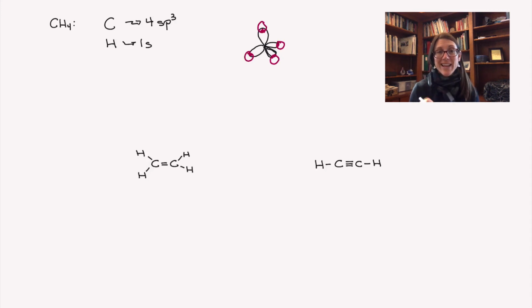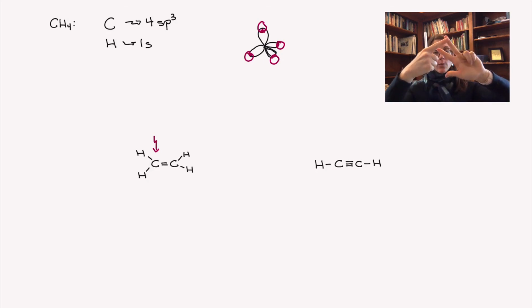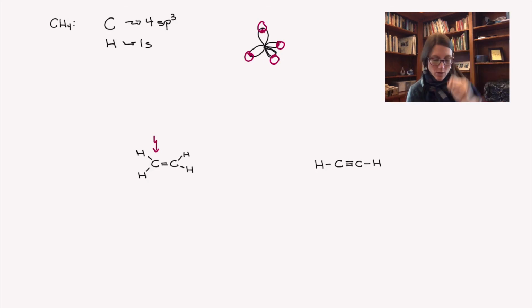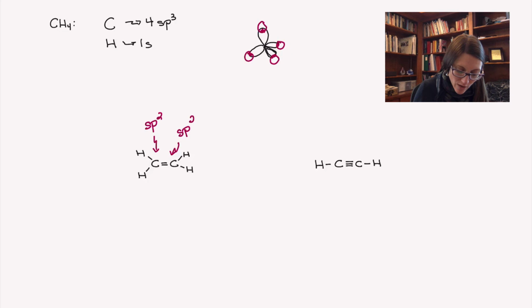If you have something like ethene on the bottom left down here, C2H4, where you have a double bond, you look at this carbon, we can determine the hybridization on each carbon. This first carbon on the left has 1, 2, 3 regions of electron density, so sp2 hybridization. The other carbon has 3 regions of electron density as well, so it is also sp2 hybridized.